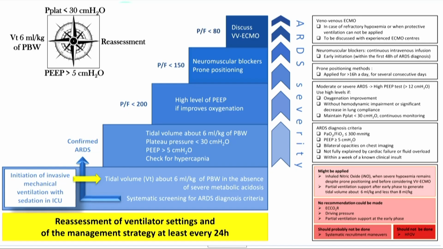But if there is PF ratio of less than 80, despite all these measures, then consider VV ECMO, discuss with the ICU and the critical care team. Don't forget reassessment of the ventilator settings, and every 24 hours the patient should be monitored. So what is not recommended is recruitment maneuvers, and HFOV is not recommended.